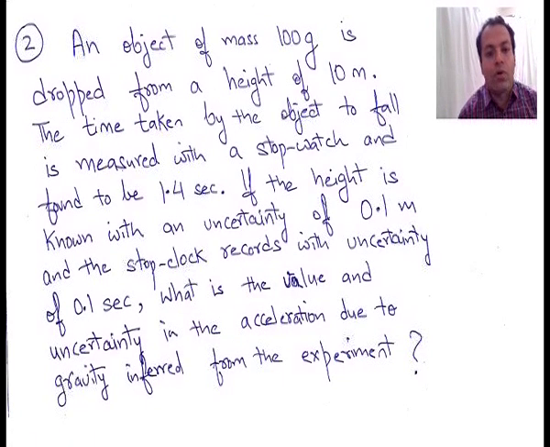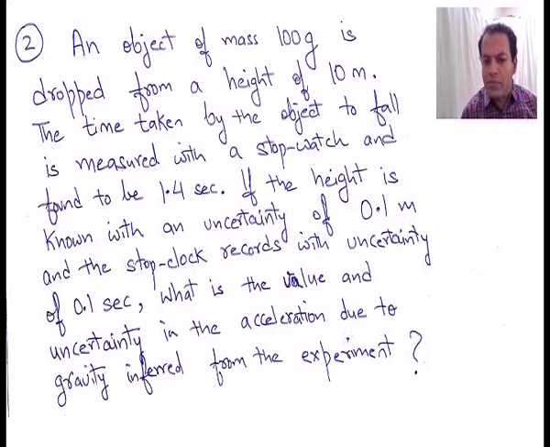Let's look at a little more difficult problem. An object of mass 100 gram is dropped from a height of 10 meters. The time taken by the object to fall is measured with a stopwatch, and it is found to be 1.4 seconds. If the height is known with an uncertainty of 0.1 meter and the stop clock records with an uncertainty of 0.1 second, what is the value and the uncertainty in the acceleration due to gravity inferred from the experiment?